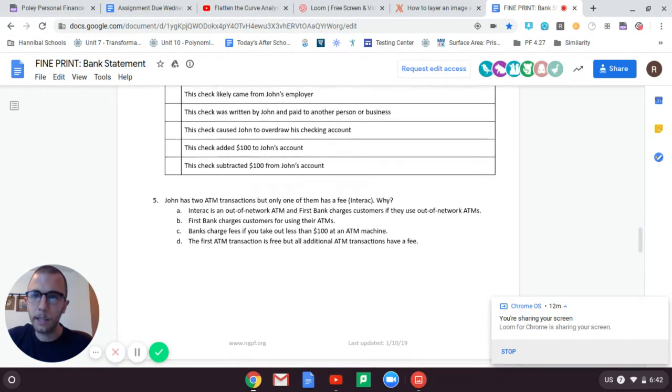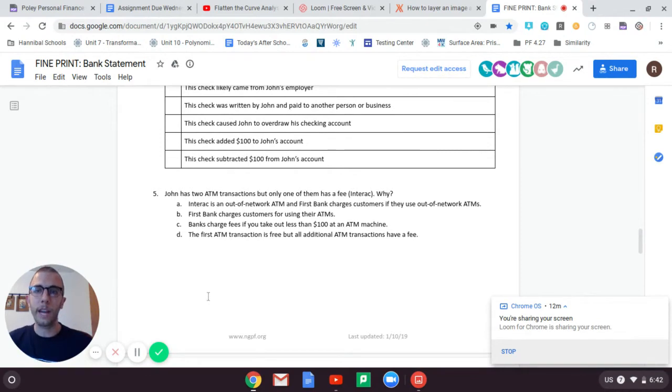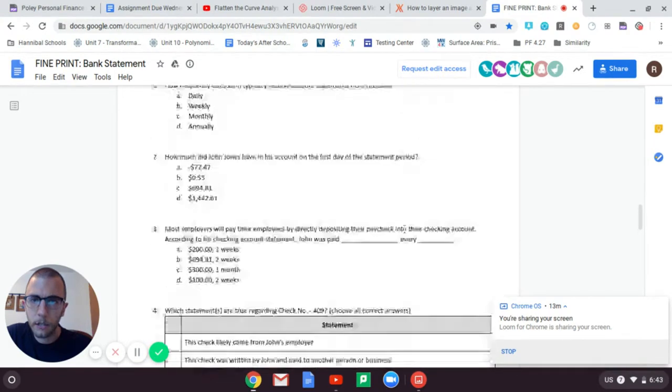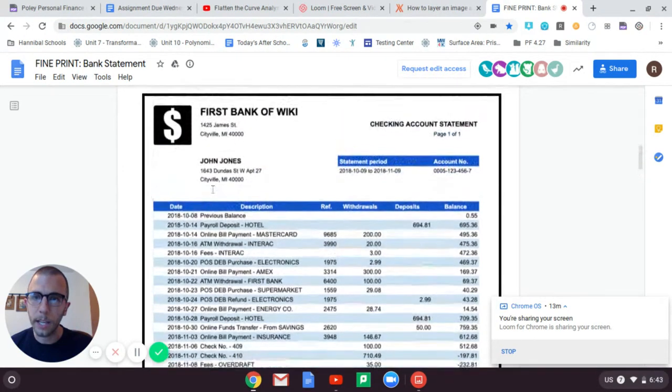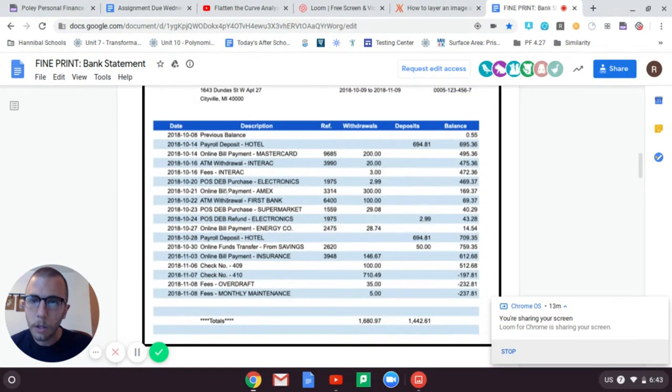Number 5. John has 2 ATM transactions, but only one of them has a fee. Why? So let's see, and it puts in parentheses there, Interact. Let's look for that up above in the statement. Let's see. So the ATM withdrawal Interact charged him a fee of $3. Right? But then like they said down below, he did have another ATM withdrawal that did not have a fee attached to it. So why was that?